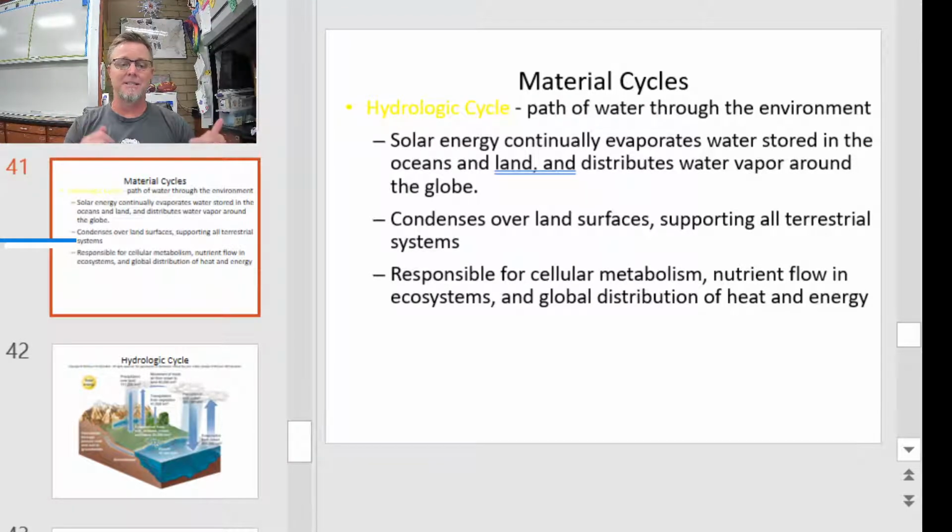Basically, solar energy continually evaporates water that's stored both in the oceans and on land, causing that water to rise up into the atmosphere. Atmospheric conditions, winds, jet stream, that moves that water all around the globe. That water, once it moves over land, especially when it hits things like mountains, will start to condense and, you guessed it, rain. That's what supports all of our terrestrial ecosystems. It's responsible for cellular metabolism, nutrient flow. Well, really the entire global distribution of heat and energy starts with this hydrologic cycle.